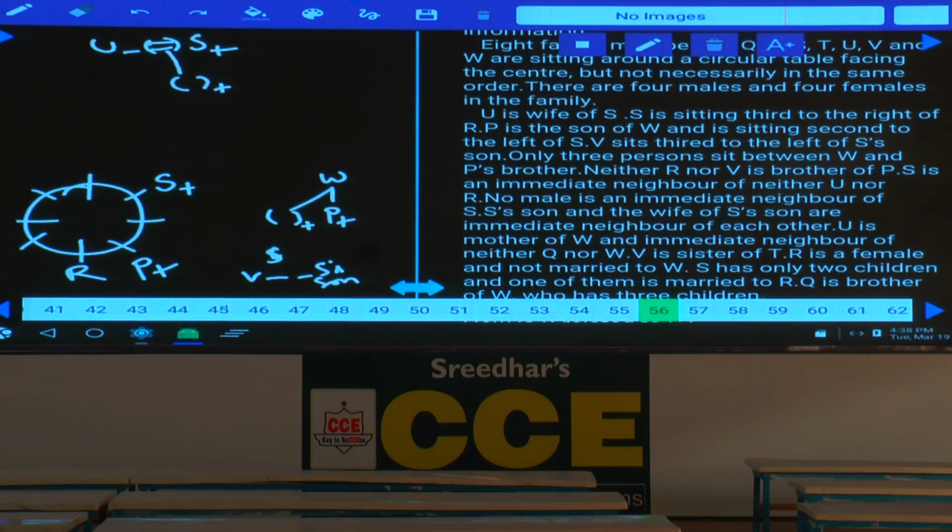Now 3 persons between W and P's brother. Then these 2 persons must be opposite to each other or not? And which 2 persons must be opposite? One is W and the other is P's brother. W and P's brother are opposite to each other. As of now, S cannot be P's brother, isn't it? And that means W cannot be at this place, W cannot be here. Then what are the different possibilities? If W is here and P's brother, the other person must be at this place or this person. Then this is the only possibility wherein W and these two persons are opposite to each other.